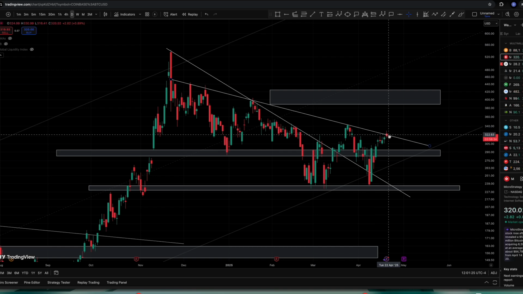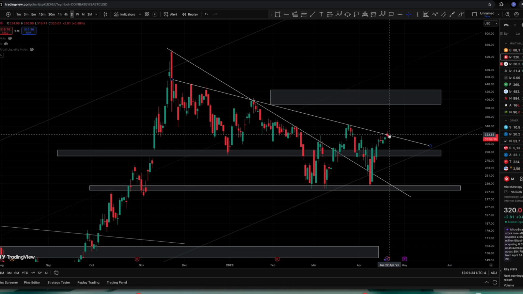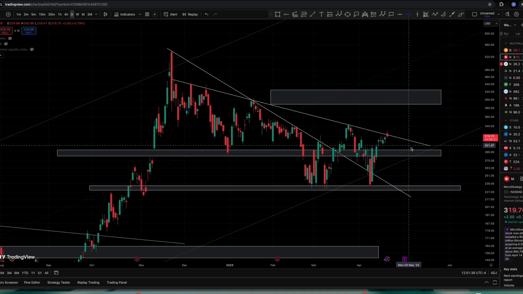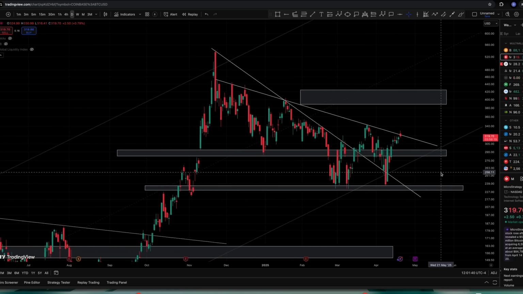But we definitely have SMAs and Bollinger Bands on top of our head, along with this downward sloping trend line that we're currently at. So that's confluence to push price downward. That's a lot of resistance. We definitely got to break above that, but we'll go over that later in the video. But for now, this is looking super bullish.